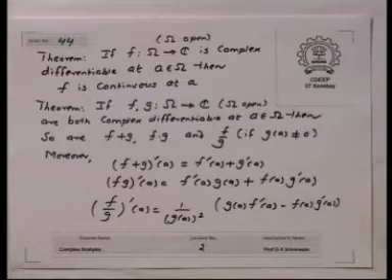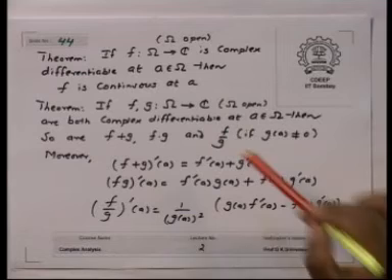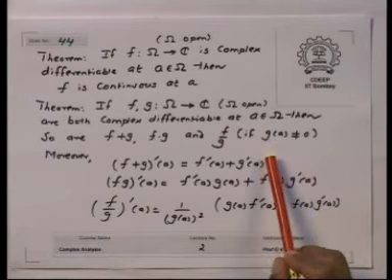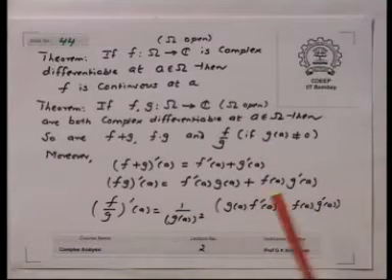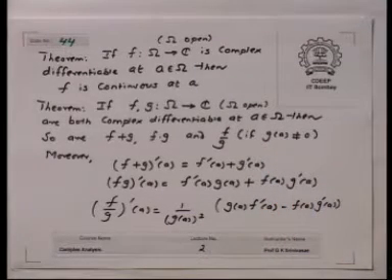Then you pick two functions f and g from omega to C. Omega is open as usual. They are both complex differentiable at A. Then the sum of the two functions is complex differentiable at A. The product is complex differentiable at A. The quotient is complex differentiable at A, provided g of A is not 0. Moreover, the derivative of a sum is the sum of the derivatives.